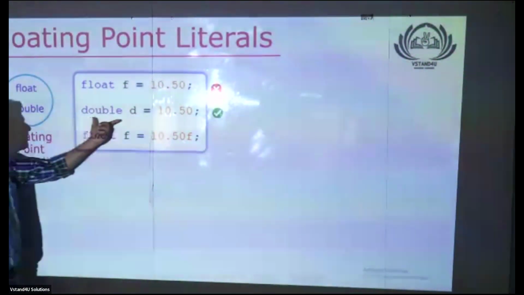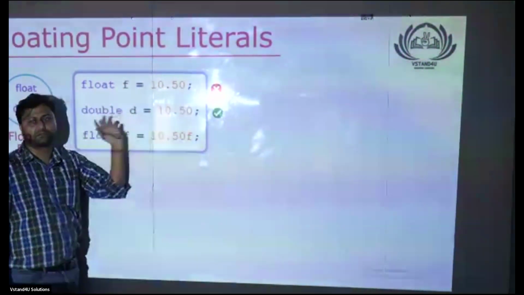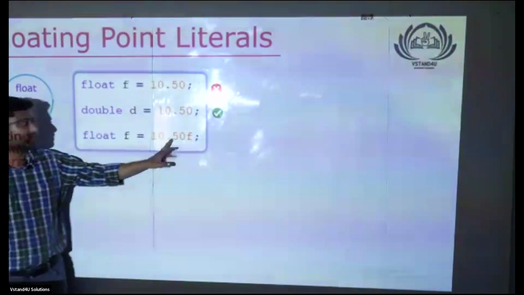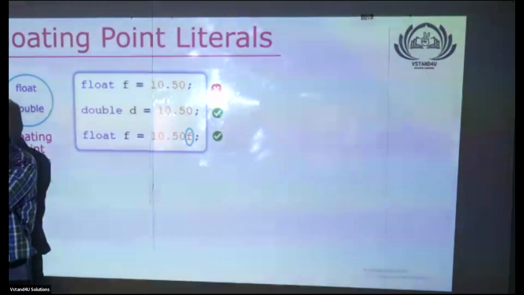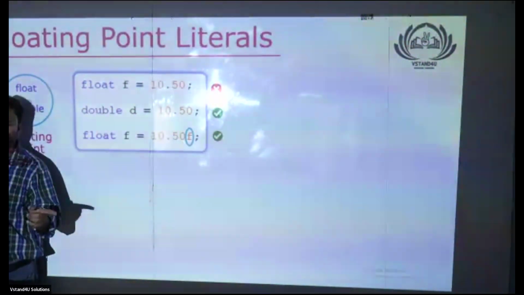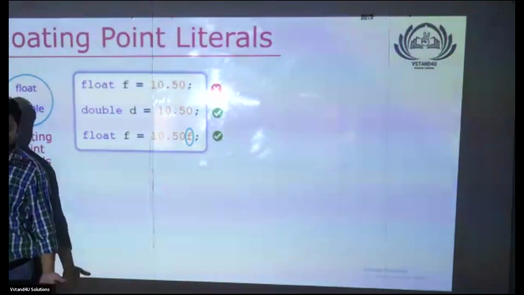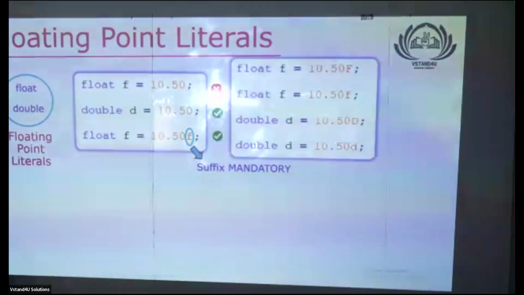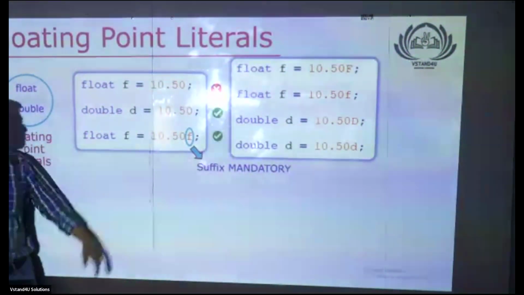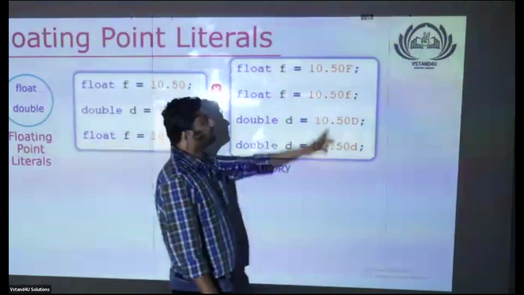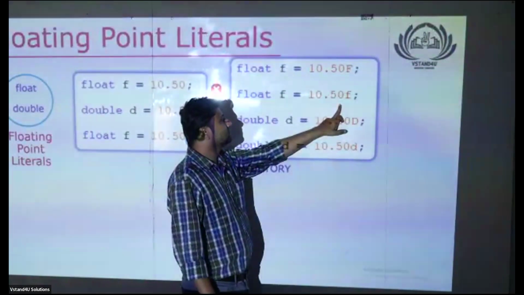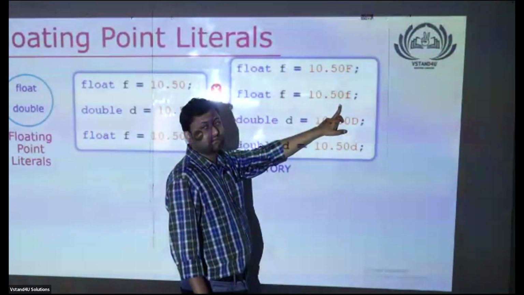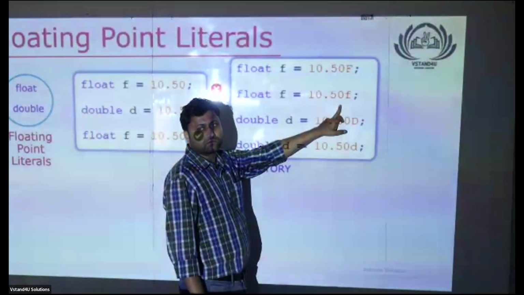No problem, because the data is double and the data type is also double. Last one, this will work, because of this suffix it is now considered a floating number. Suffix is mandatory, by the way. Pay attention to this one now. First one, will it work? Second one, yes or no?